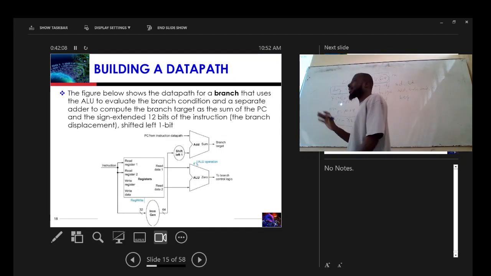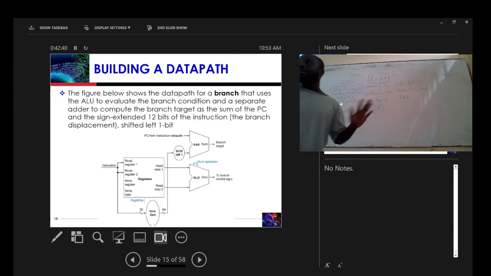So now, after it has done x1 minus x2 here, this zero signal will indicate whether we are actually branching or not. Right? If the zero signal is 1, it means that both x1 and x2 are the same. So it will go and do PC equals PC plus the immediate value. Now, if it's a 0, it will do PC plus 4. It's as simple as that.